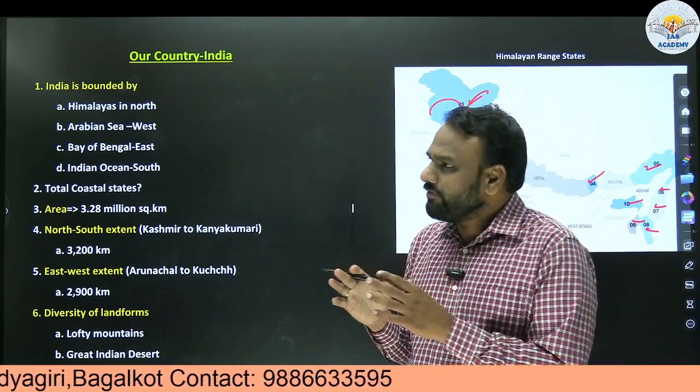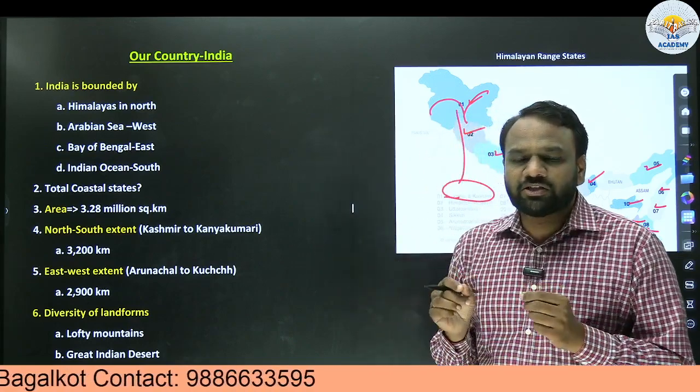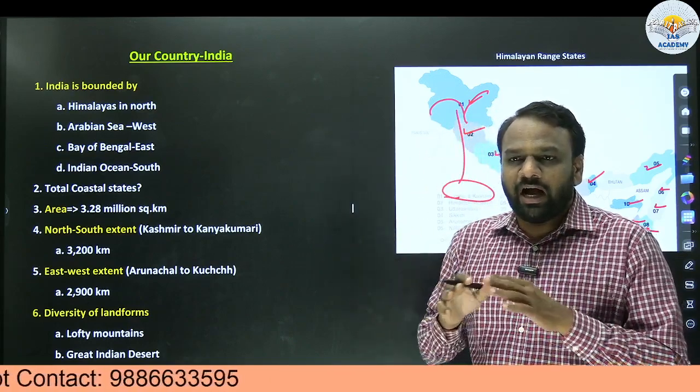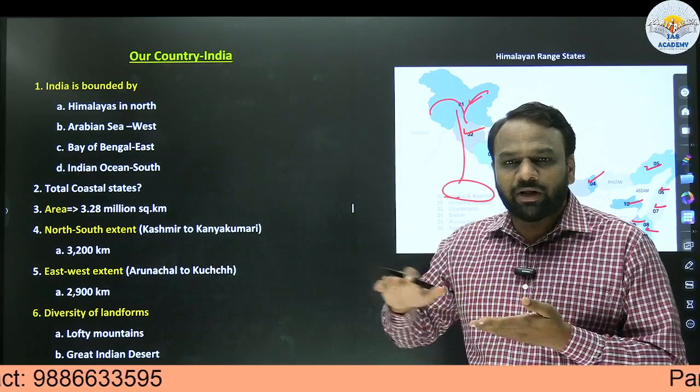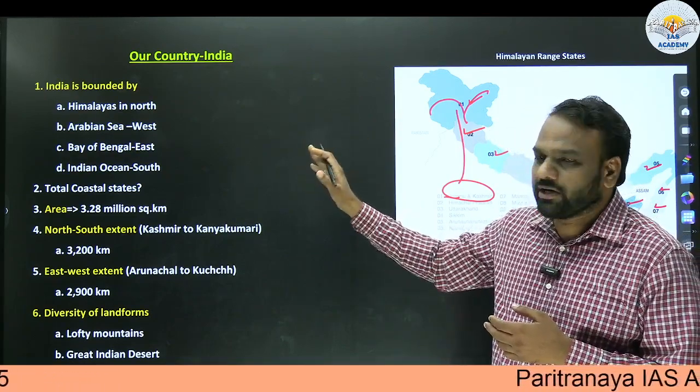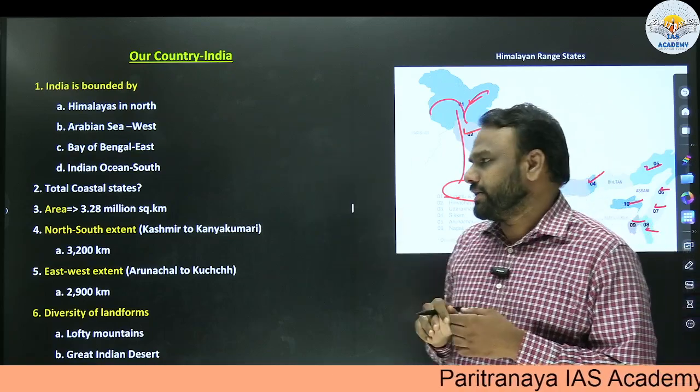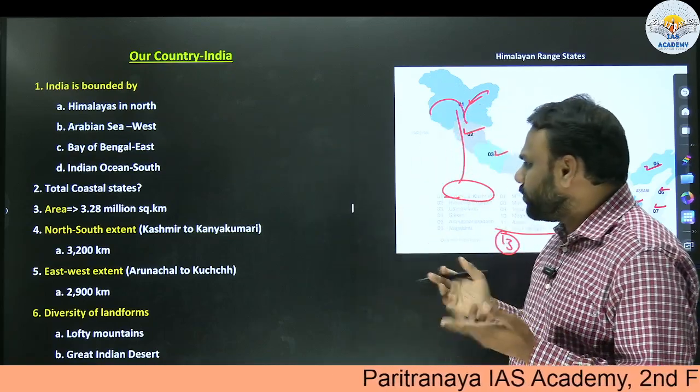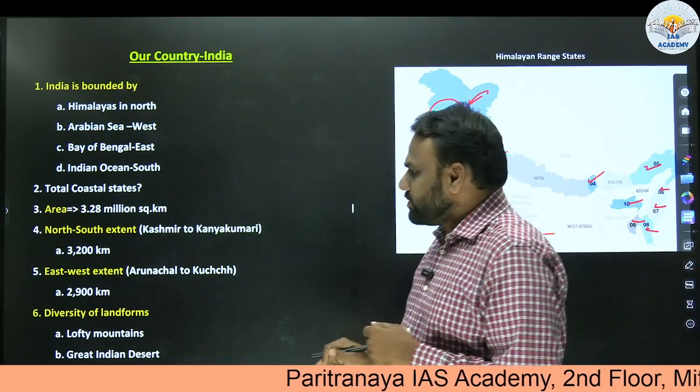That is why whenever we come across any mountain range, the first question we need to ask ourselves is across how many states that mountain range exists. So here we got to know that the Himalaya is spread across 13 states and union territories.